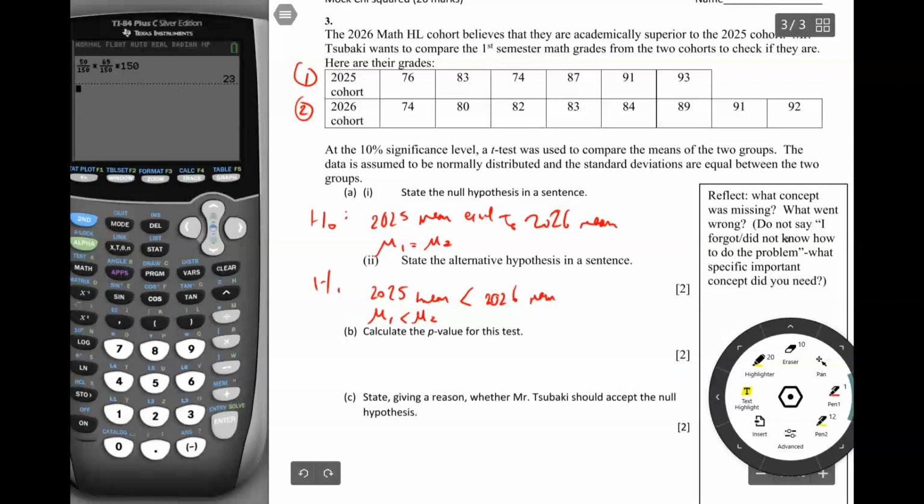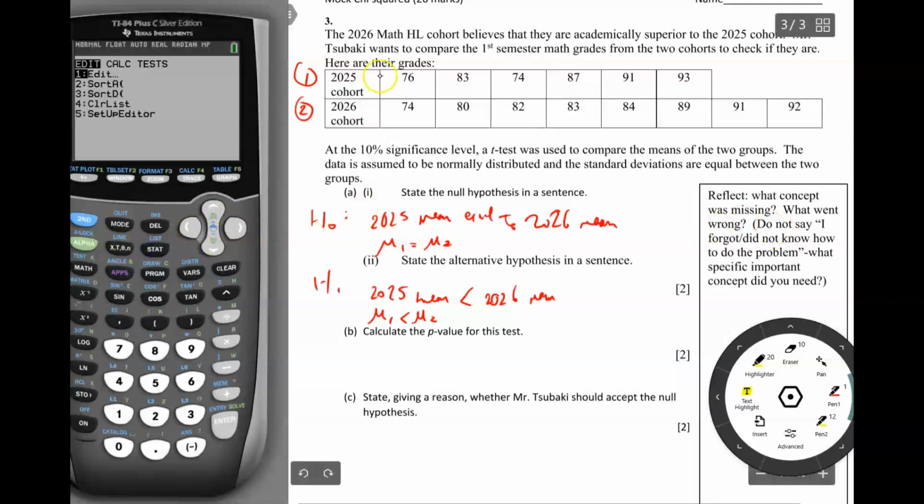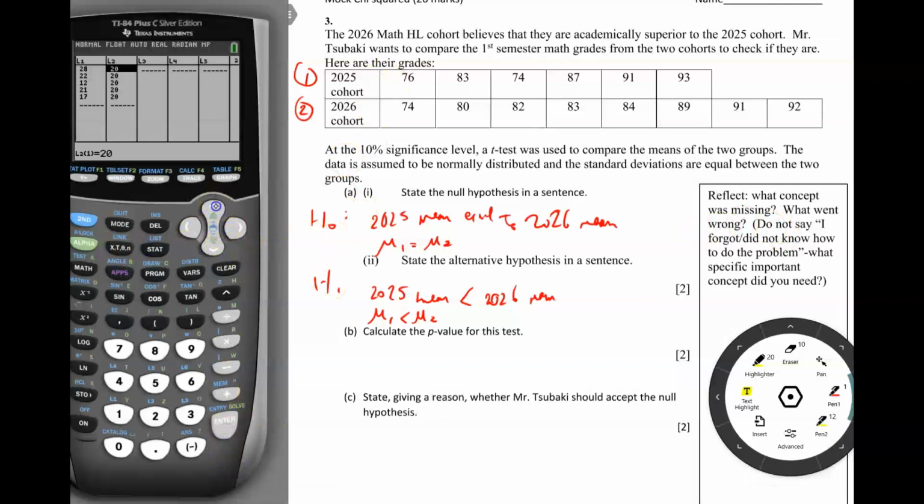So to do this, we are going to use the calculator. So we go in here, we do stat edit because we're going to input these two lists in here. When inputting lists, we're going to do stat edit. Like we said, there are 6 students in the first group and there's 8 students in the second group. It doesn't matter that each group has a different number of students. That's one of the great things about t-test. It takes that into account for you. 76, 83, 74. I'm going to stop the camera and then I'm going to continue. Okay, the data is in list 1 and list 2.